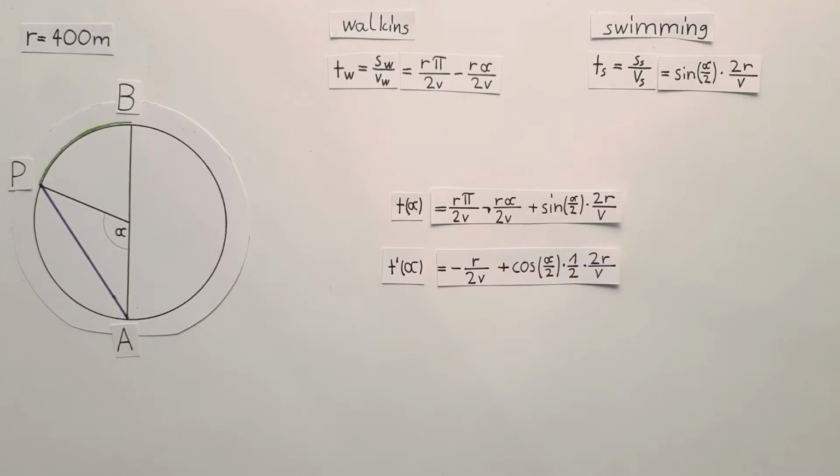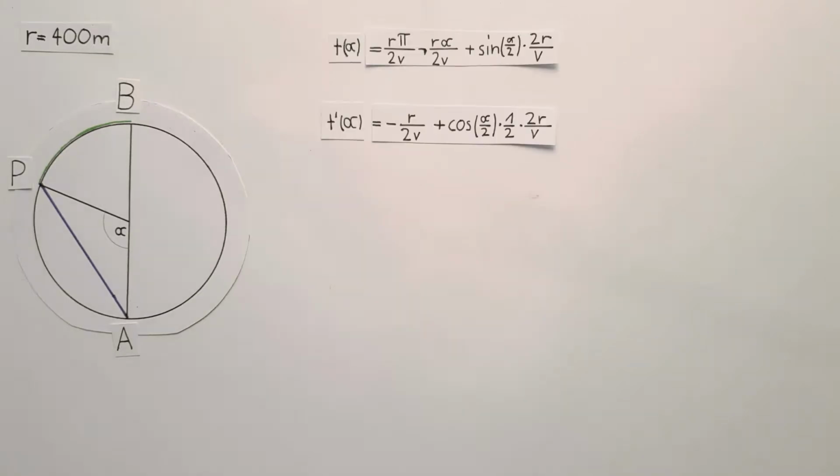The derivatives of the first two summands are 0 and minus r divided by 2v. For the sine we need to apply the chain rule. The derivative of sine is cosine. Alpha half stays in the cosine. But the derivative of alpha half is 1/2 and then multiplied. R divided by v is a constant and can be left as it is.